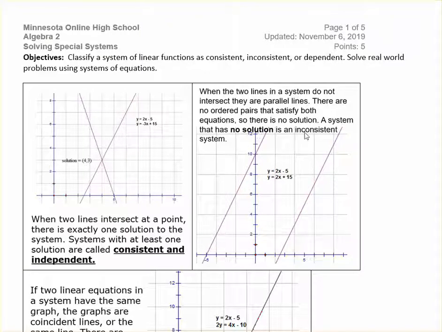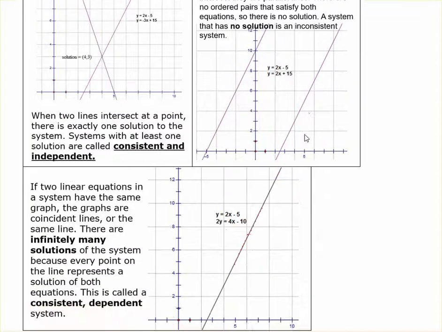We call this inconsistent. And the third thing that can happen is you can graph two lines and they end up being the exact same line on top of each other. When that happens, there are infinitely many solutions. All of the points on this shared line would be solutions because they would all be on both lines. This is called a dependent system.